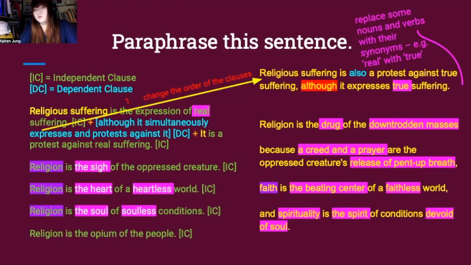Real has been turned into true. Religion has been turned into its various different denotations, such as a creed and a prayer, faith, and spirituality. Opium, used here metaphorically, has been turned into its more general synonym, drug. The people has been turned into downtrodden masses. And the sigh has been turned into a release of pent-up breath.